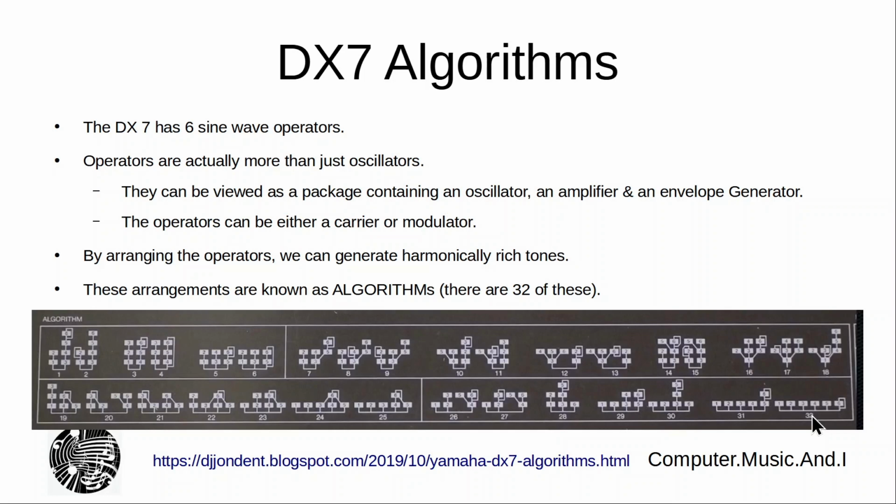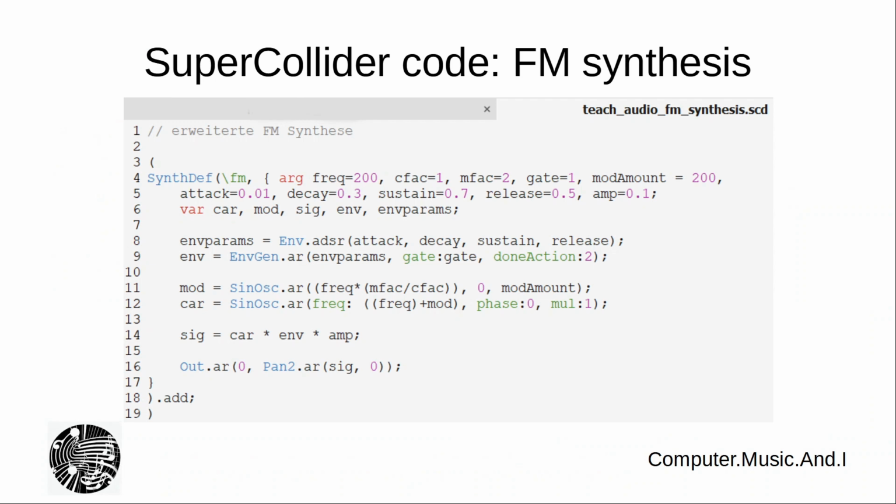All right, now in order to put this into SuperCollider, we can do it in a way that we show here. That's a very simple FM synthesis that we have developed within the course. You can see we've got a modulator here in line 11, and we've got a carrier. The modulator is added to the frequency value of the carrier. So FM synthesis is based on adding the modulator to the frequency value. Phase is 0, multiplication is 1, and then we see we've got the mod amount.